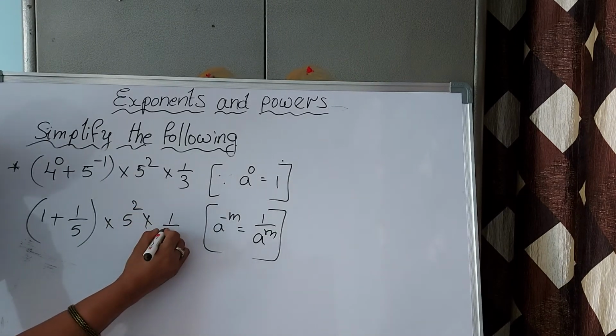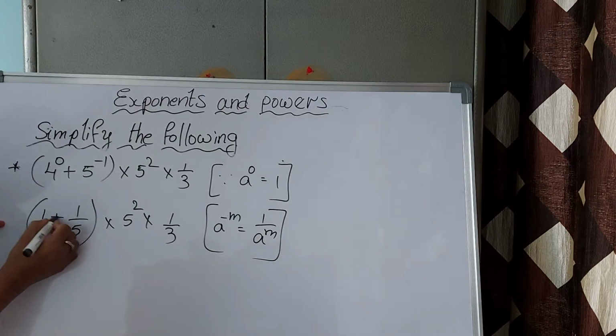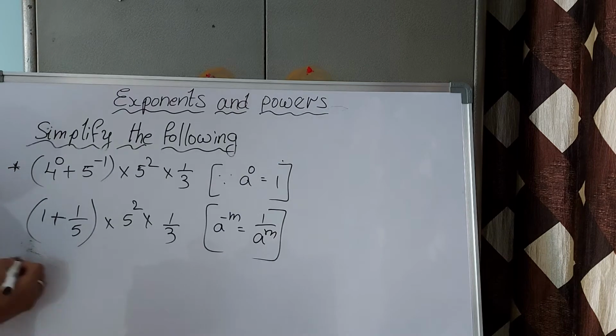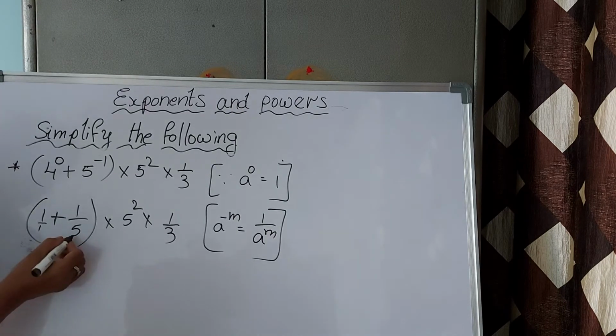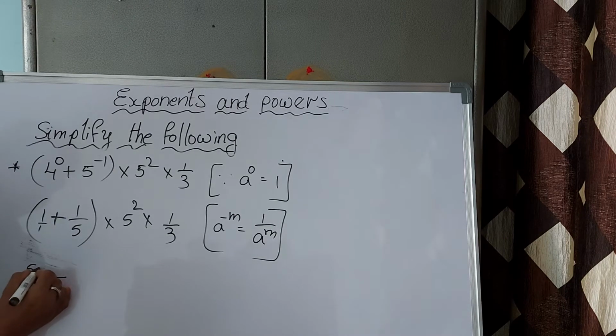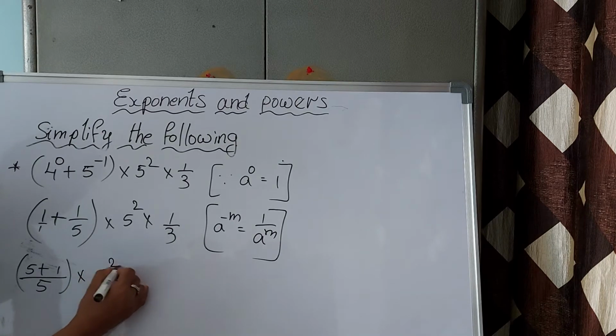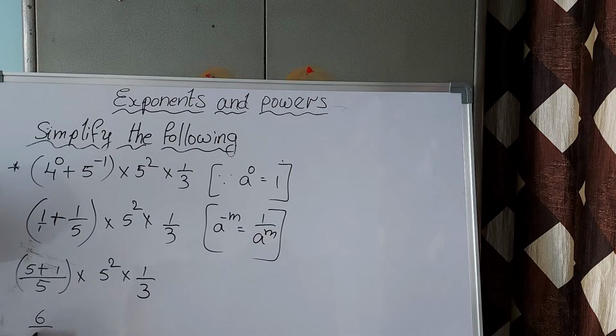into 1 by 3. Next, see here plus is there, that means you have to take the LCM. Here nothing is there, so think of 1. 5 into 1, 5 only is the LCM. Here 1 fives are 5, 5 ones are 5. So 5 plus 1, into 5 square into 1 by 3. 5 plus 1, 6 by 5 into 5 square into 1 by 3.